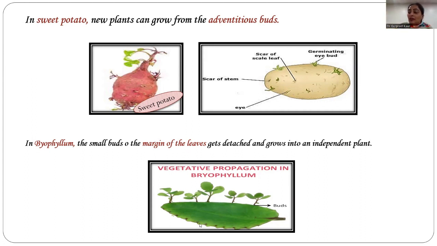So the methods of vegetative propagation we have studied: through buds, through leaves, through stems, and through roots. That is buds and the leaves, that is the bryophyllum plant. Next method is spore formation.